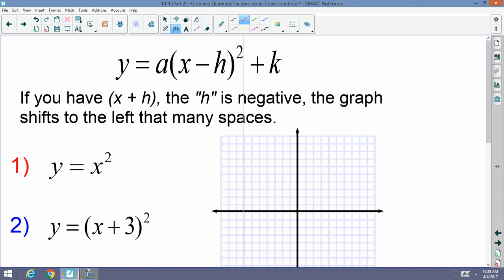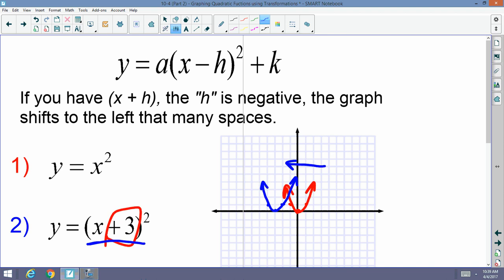So literally, my function here is y equals x squared as my parent. So 0, 0, 1, 1, -1, 1. When I have x plus 3, that means I'm shifting it to the left that many places. So every point gets shifted 3 to the left. So I'm going to go 1, 2, 3 to the left, 1, 2, 3 to the left, and 1, 2, 3 to the left. And it's the same exact graph, except it was shifted to the left 3. Why to the left? Because when you have x plus an h, you know that the h was negative.